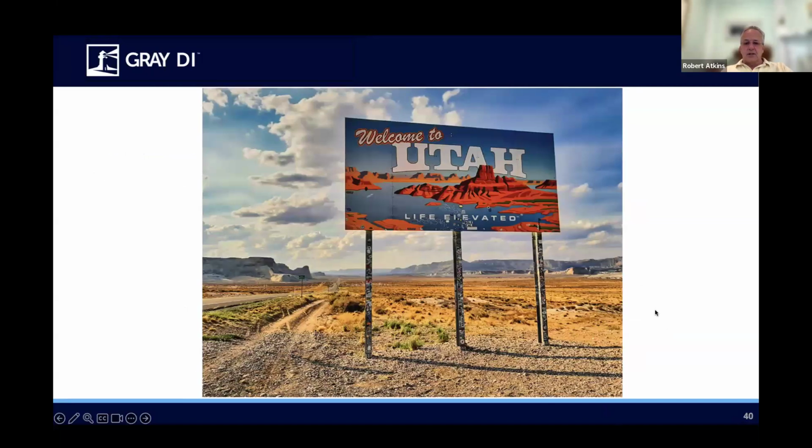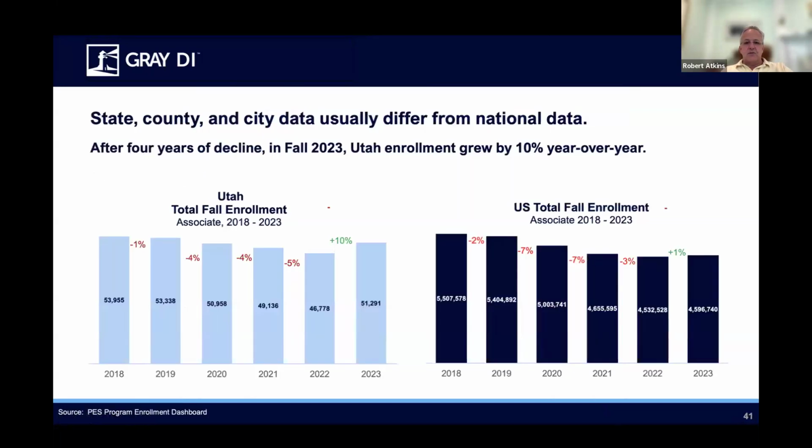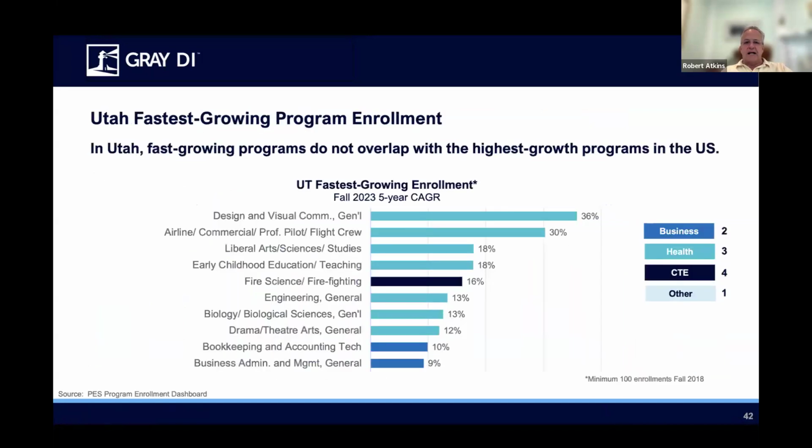Now let's go a little further north, I believe, into Utah and see what's happening there. Fall enrollment growth smoked everybody else, up 10%. They'd had quite a long decline, not quite as steep as some other places, but they came out way ahead in fall enrollment in 2023, up 10%. Fastest growing, very different list than we've seen.